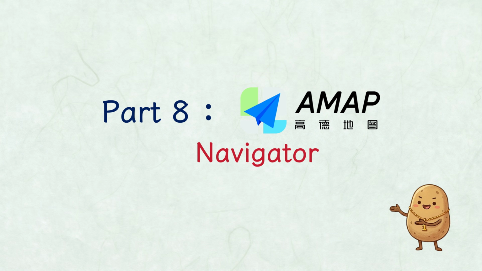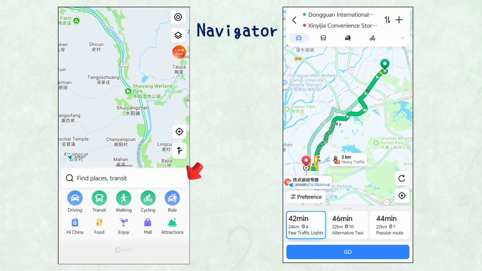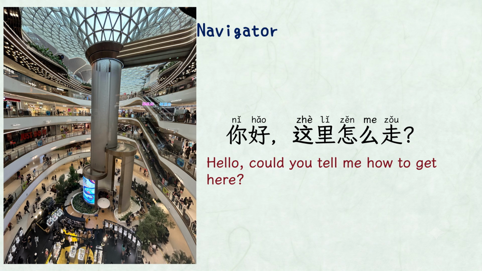Part 8. Navigator. For navigation, if you are heading anywhere in the city, skip Google Maps. Its road data is super outdated, and lots of routes are just wrong. Use a local map app instead. Type your destination, then pick a transport option, and follow the directions. If your destination is somewhere remote or inside a mall, GPS might not be accurate.